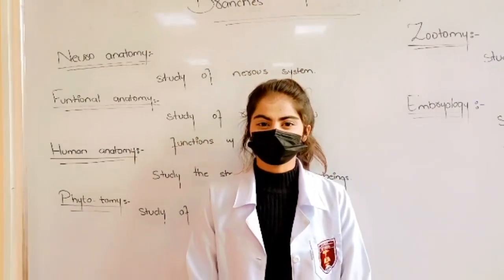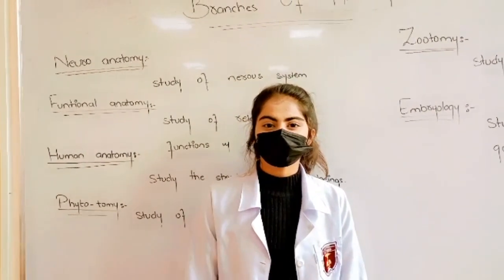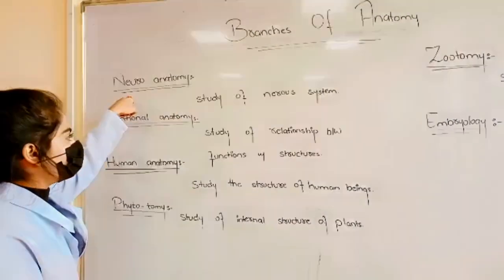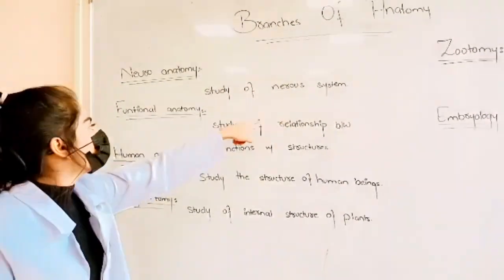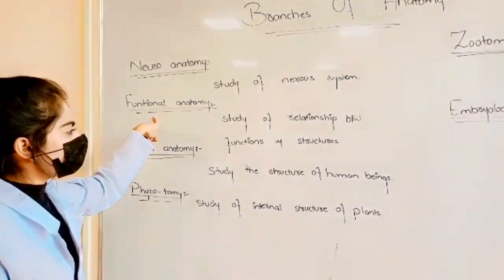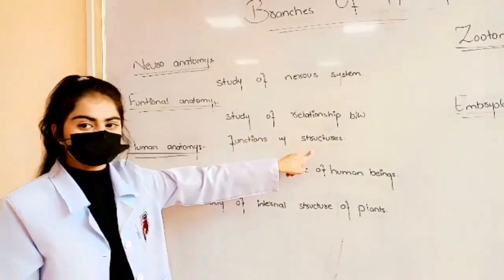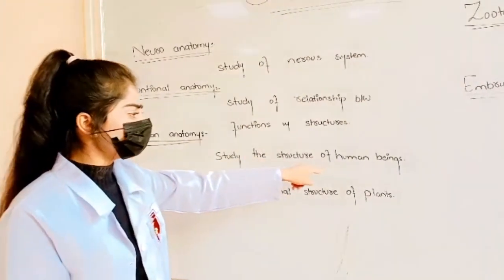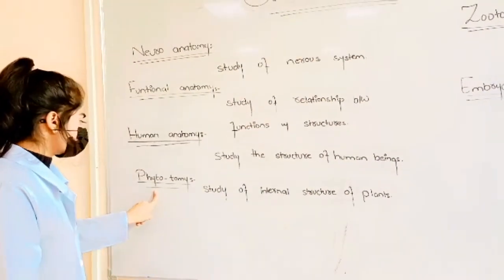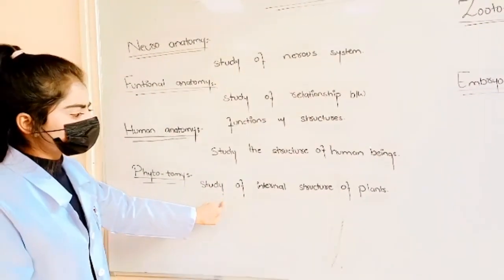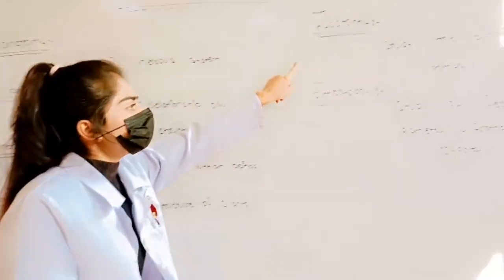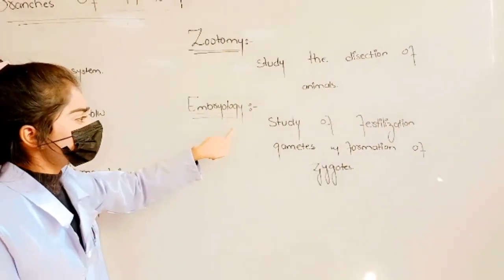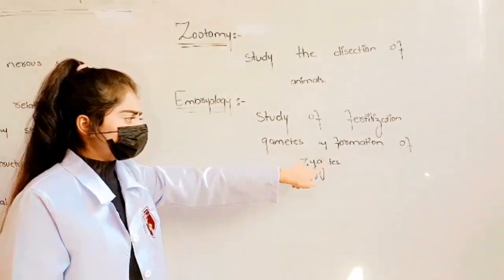My name is Nazar Jaid from Group 1B. Today my topic is branches of anatomy. Now we discuss neuroanatomy, the study of the nervous system. Functional anatomy, the study of the relationship between functions and structures. Human anatomy, the study of the structures of human beings. Now we discuss phytoanatomy, the study of internal structures of plants, and zooanatomy, the study of the dissection of animals. Embryology, the study of fertilization, gametes and the formation of the zygote.